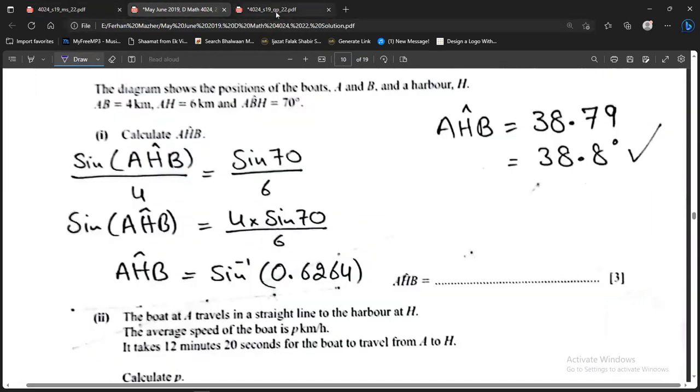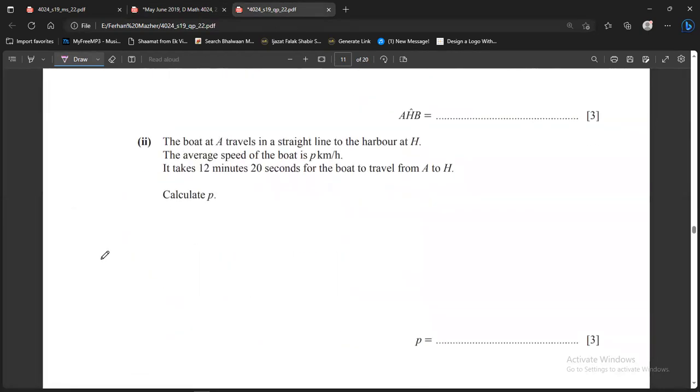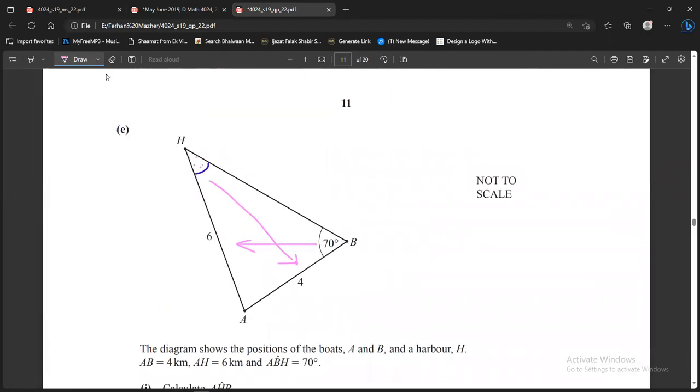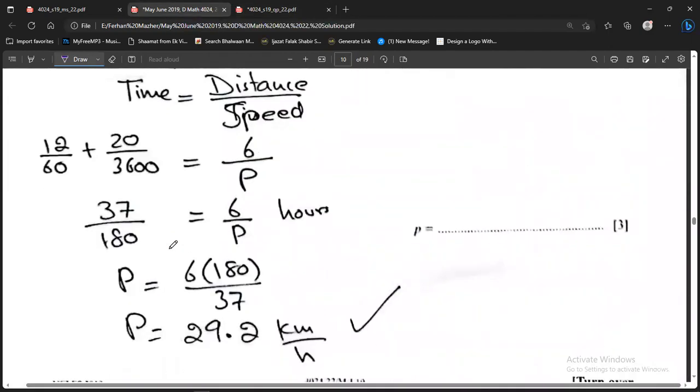Okay. Then we have the next question. The boat at A travels in a straight line to the harbor at H. The average speed of the boat is P kilometer per hour. It takes 12 minutes 20 seconds for the boat to travel from A to H. Calculate P. Okay, we know the distance between A and H, that is 6 kilometers, and time is equal to distance divided by speed. So the distance is 6 kilometers, the speed is P kilometer per hour, but the time is 12 minutes 20 seconds.